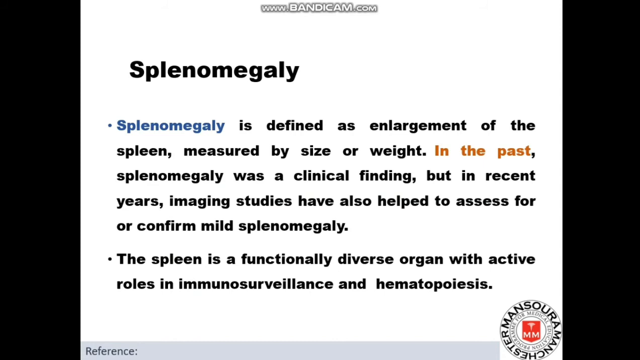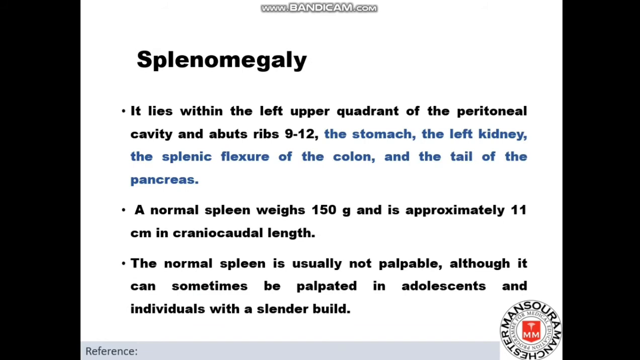The spleen is a functionally diverse organ with active roles in immune surveillance and hematopoiesis. It lies within the left upper quadrant of the peritoneal cavity and abuts ribs 9 to 11, the stomach, left kidney, splenic flexure of the colon, and the tail of the pancreas. A normal spleen weighs 150 grams and is approximately 11 centimeters in craniocaudal length. The normal spleen is usually not palpable, although it can sometimes be palpated in adolescents and individuals with a slender build.